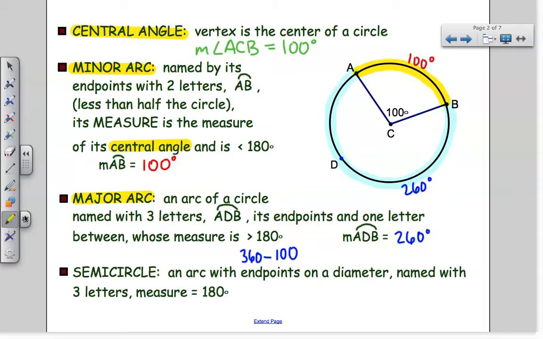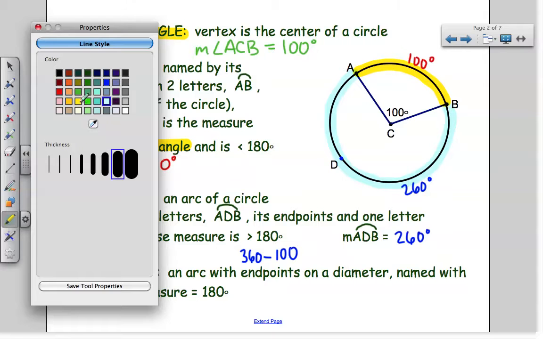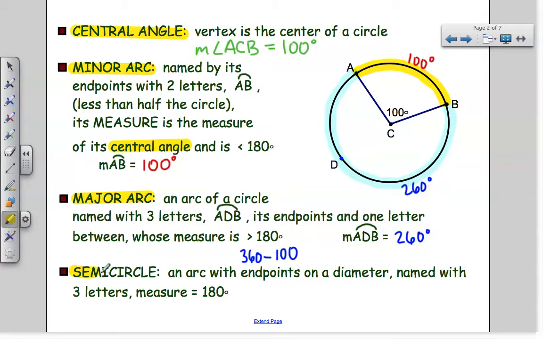And finally, we do have one more type of arc, and it's a semicircle. It should make sense that a semicircle is half of the circle. But that does mean the endpoints have to be on a diameter. I don't have a diameter in this case, but if I extended this into a diameter, then the semicircle would be one half of that circle. And of course, a semicircle would measure exactly 180 degrees. Generally, you want to name a semicircle with three letters, although sometimes you'll see it named with two, so that can kind of go either way.